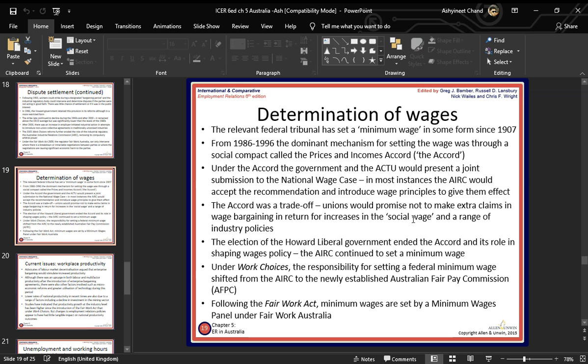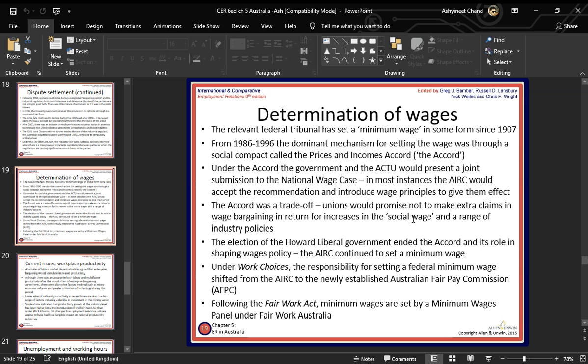The Accord was a trade-off. What was the trade-off? The unions would promise not to make extra claims in wage bargaining in return for increases in the social wage and a range of industry policies. The election of the Howard Liberal government ended the Accord and its role in shaping wages policy. The AIRC continued to set a minimum wage.